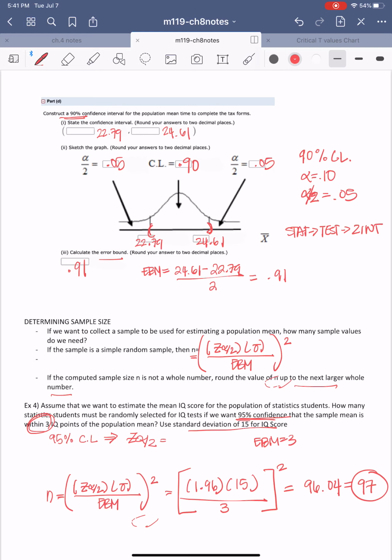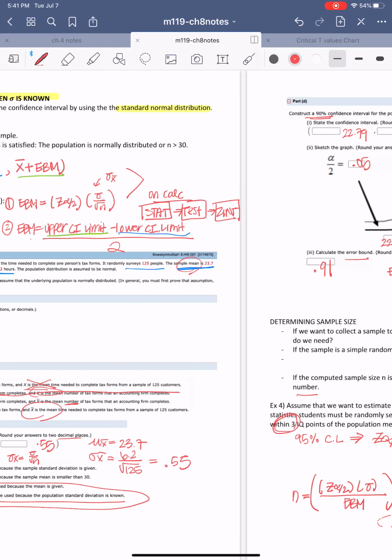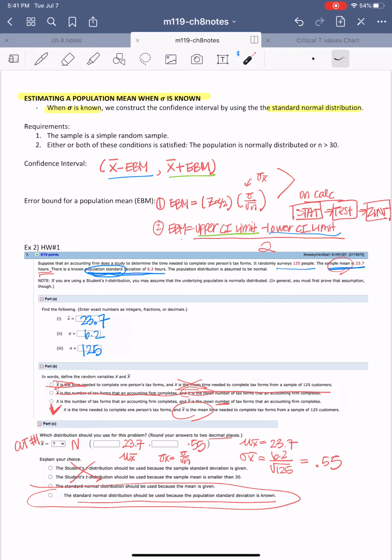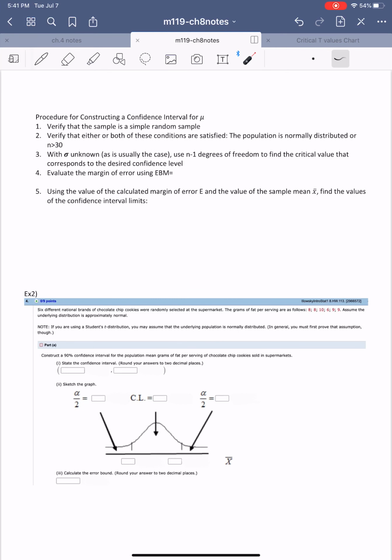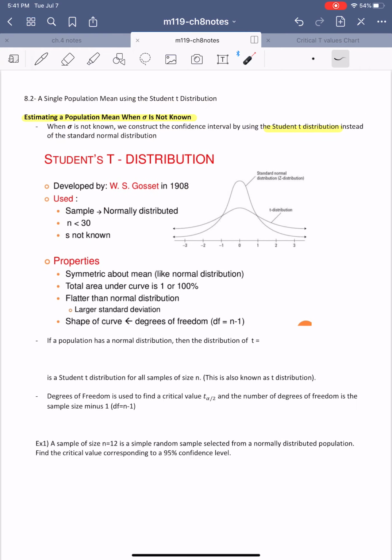So what happens if sigma is not known? In the first example, the population standard deviation is given. Sometimes you might not know your population standard deviation, so take a look. 6 different national brands of chocolate chip cookie were randomly selected at a supermarket, and there's a list of data. I don't know the population standard deviation. So when the population standard deviation is not known, we cannot use a normal distribution. We are going to be using a new distribution called the student t distribution.